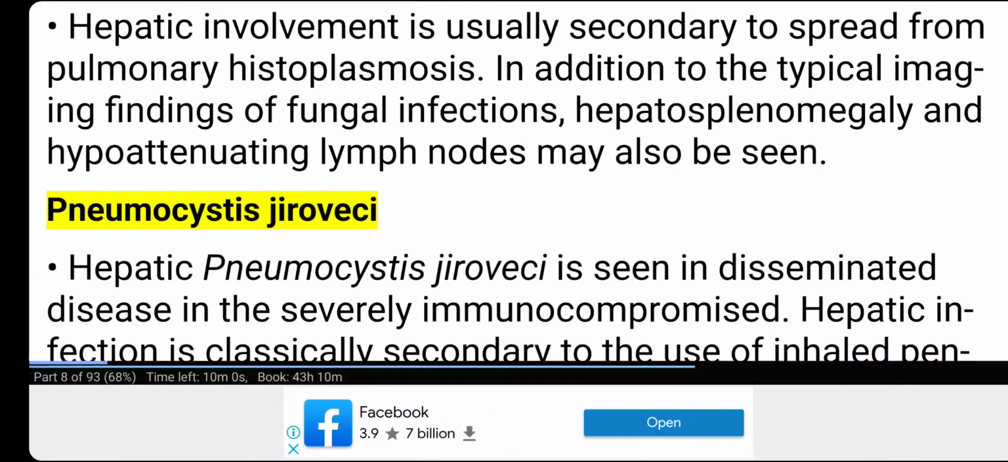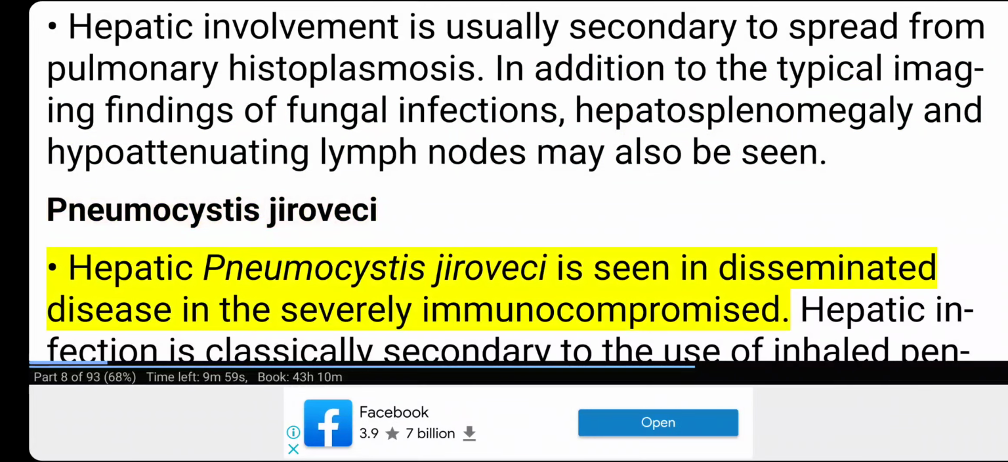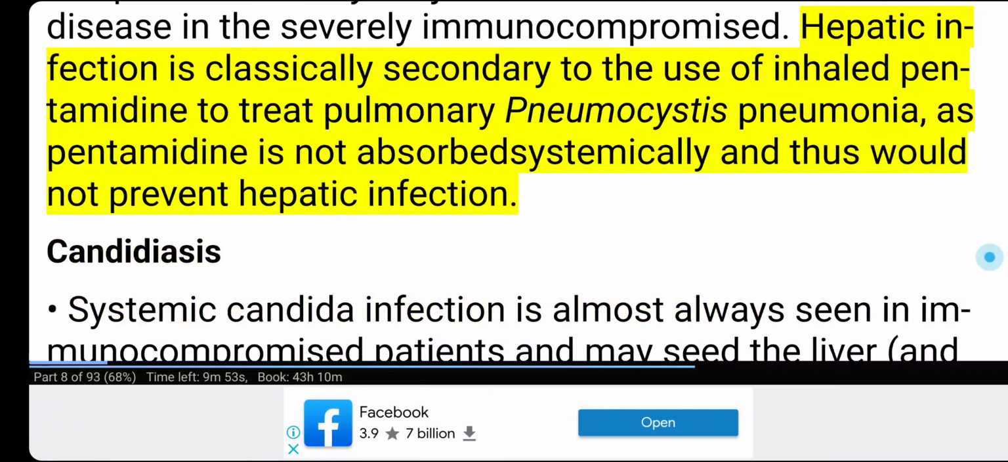Pneumocystis jirovecii. Hepatic pneumocystis jirovecii is seen in disseminated disease in the severely immunocompromised. Hepatic infection is classically secondary to the use of inhaled pentamidine to treat pulmonary pneumocystis pneumonia, as pentamidine is not absorbed systemically and thus would not prevent hepatic infection.